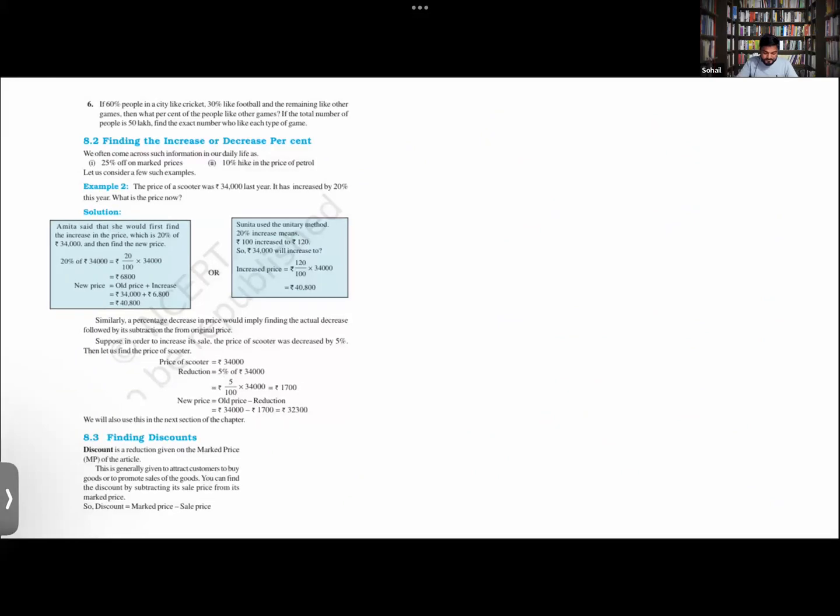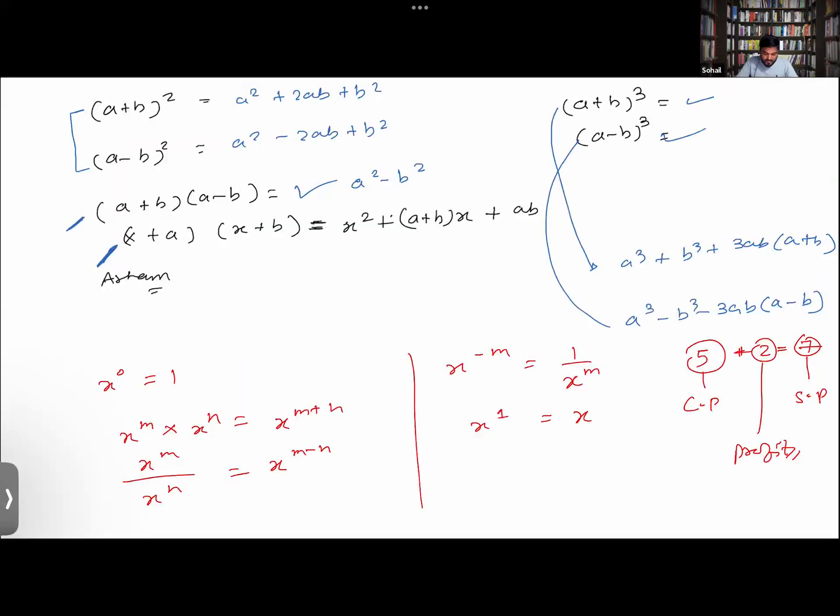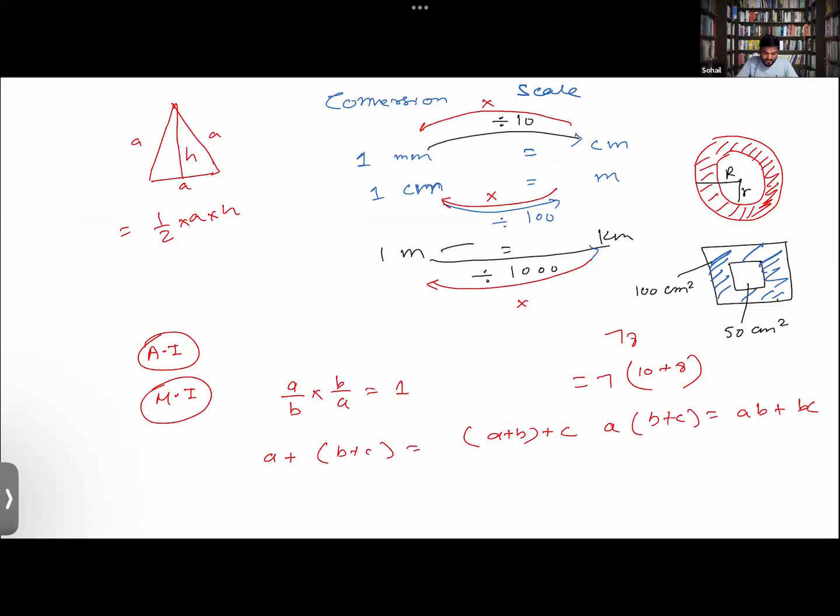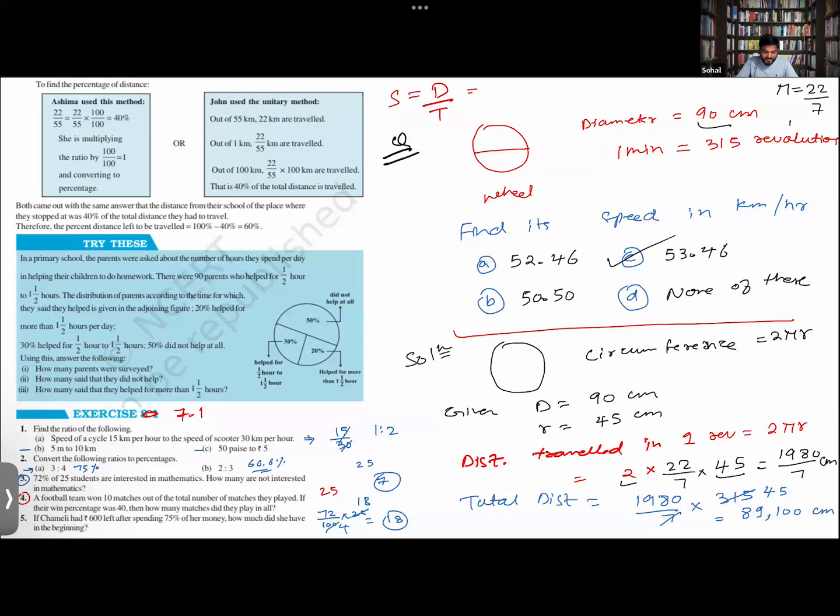Okay, now. Question number 6 was saying that if Chameli had 600 rupees left after spending 75% of her money, how much money did Chameli have left after spending? 600 rupees, right? Sir, will it be 750?